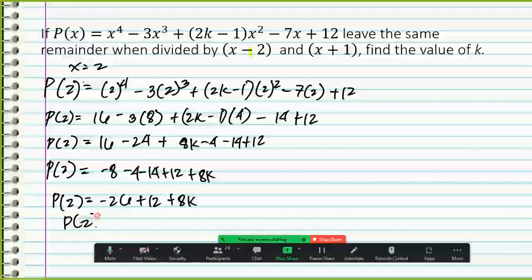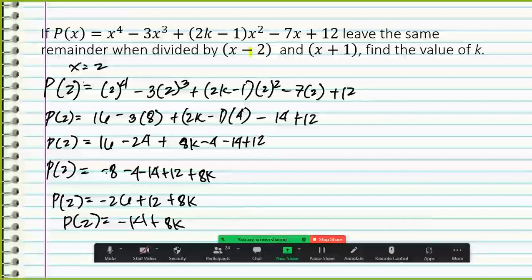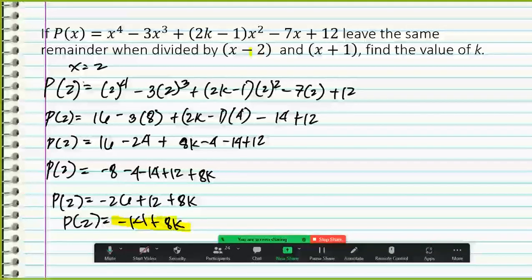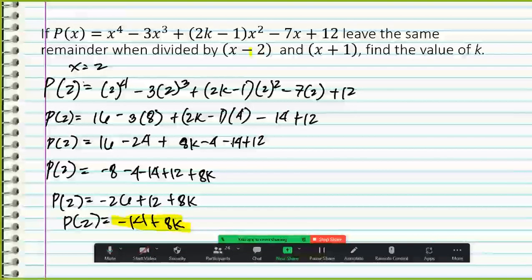Then p of 2 equals negative 14 plus 8k. So that's the expression that will give us the result if you inject the value of 2 in this given polynomial function. So this is the expression. Later we will use that for solving the value of k. Okay?